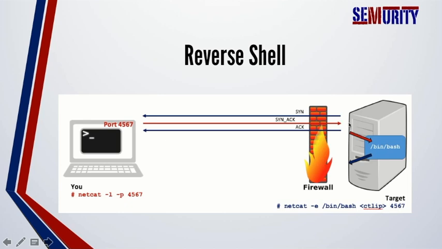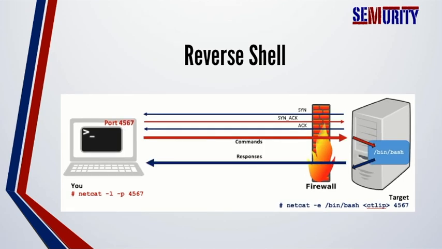And what's going to happen is the following: the target machine is going to send a SYN packet through the firewall all the way to our machine, and then we're going to respond with SYN-ACK, and then the target is going to finish the handshake with an ACK packet. After the connection is established, we can start sending commands from our machine to the target machine and then receive the responses back to our machine. You can see now why this is called reverse shell.